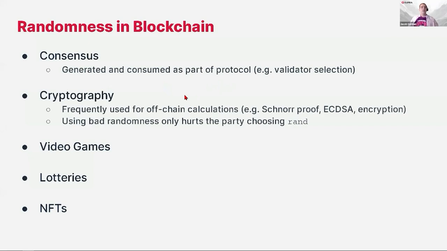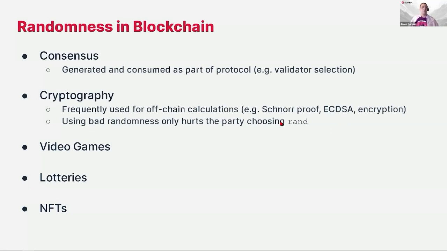There's cryptography, and this is frequently used for off-chain calculations, such as Schnorr proofs, ECDSA signatures, encryption. In these cases, using bad randomness really only hurts the party choosing the randomness. If you don't choose a good source of randomness, you may reveal your secret key, or someone may be able to figure out what message you encrypted. So it's really in your own best interest to choose good randomness, and this randomness is never published anywhere. So we're not really interested in that either. That's just choosing good randomness yourself.